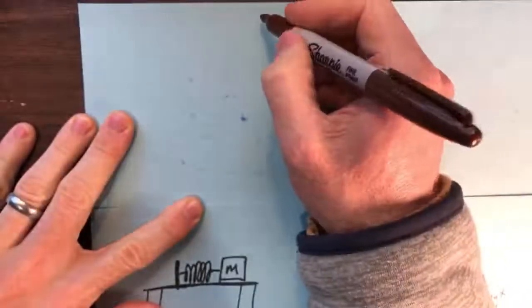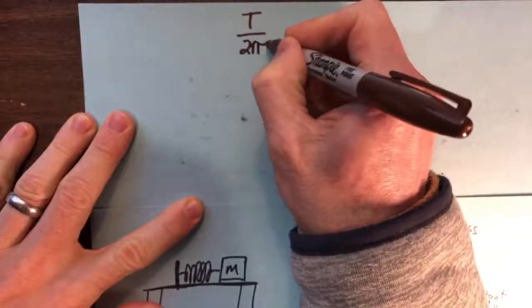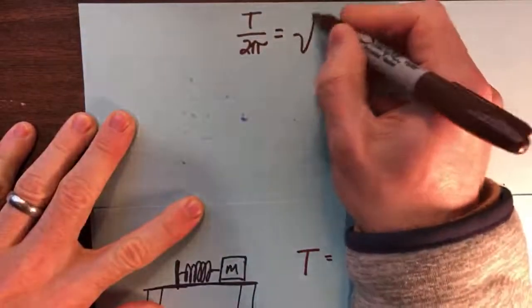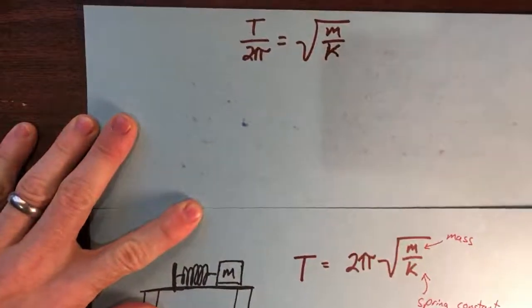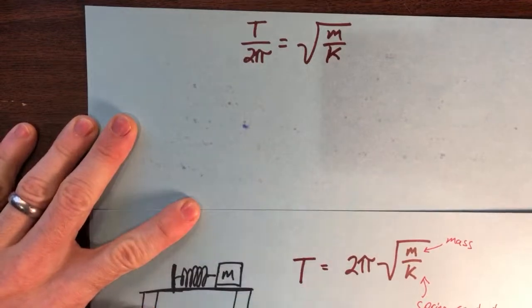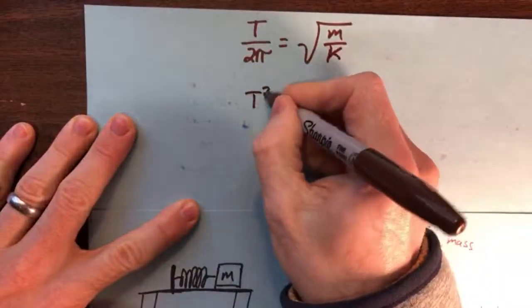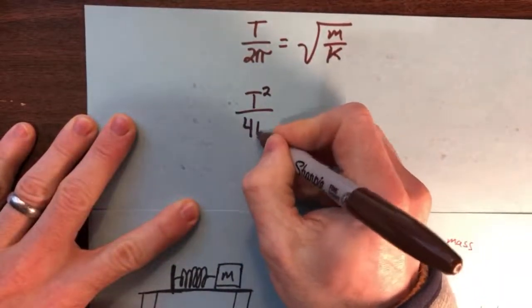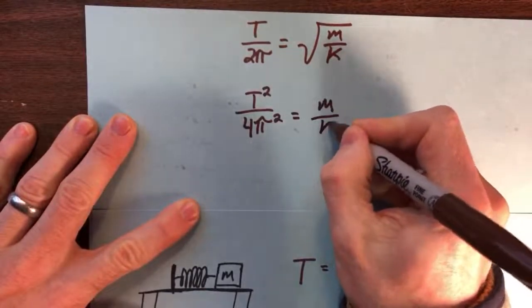So this is going to be T over 2 pi is going to be the square root of M over K, right? Okay, so divide both sides by 2 pi. Once we divide both sides by 2 pi, now like before, I want to square both sides. So that's going to get me T squared over 4 pi squared equals M over K.